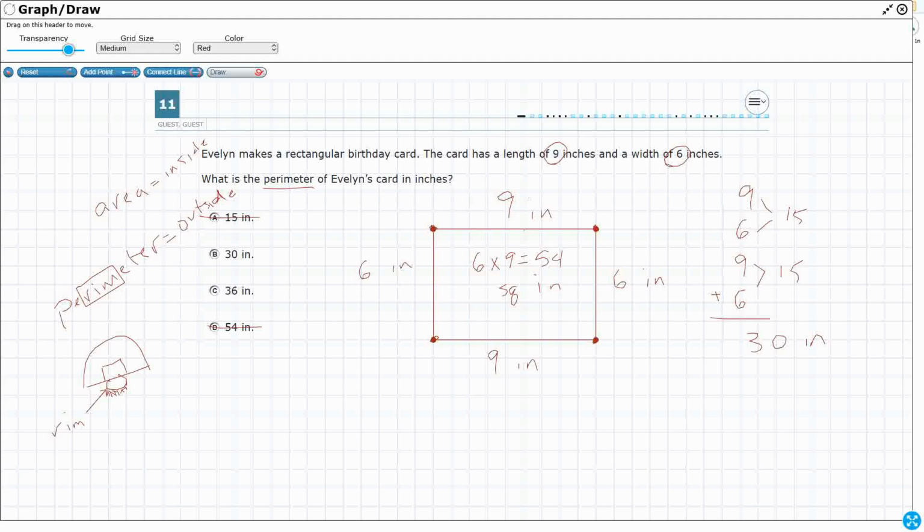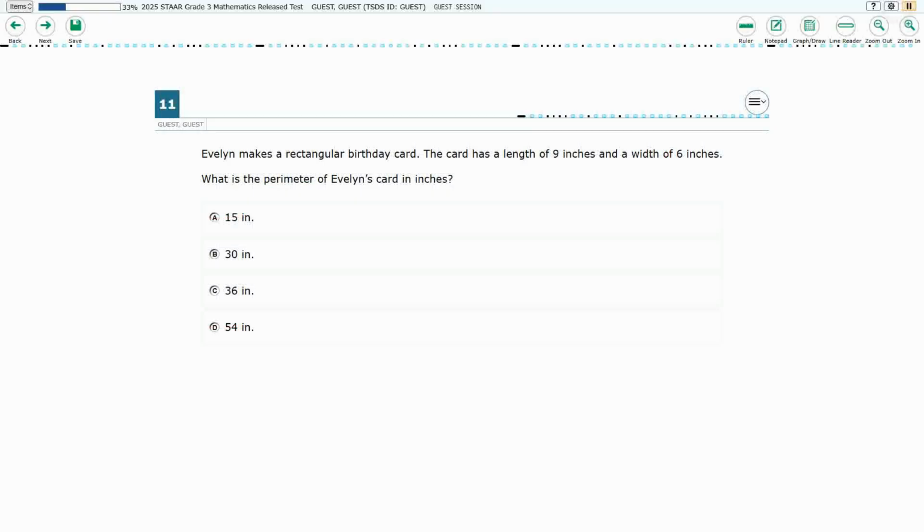So if we're not sure what we're doing, there are some ways to get some of these incorrect answers. But we know that the perimeter is all four sides of a rectangle. You need to double the length, double the width. That's 15 and 15. And so that makes 30. So that is going to be our answer, B, 30 inches.